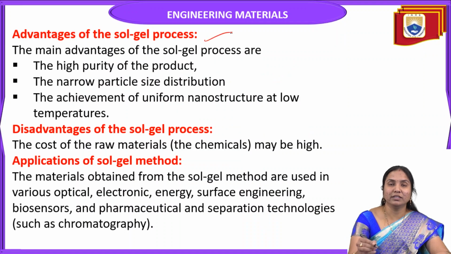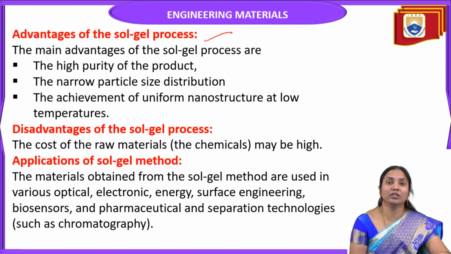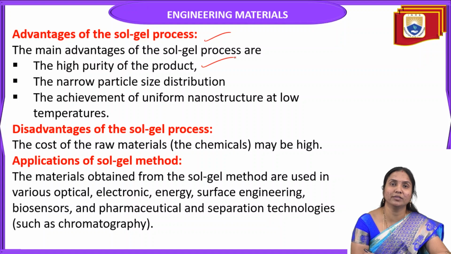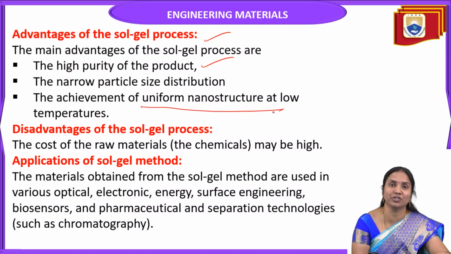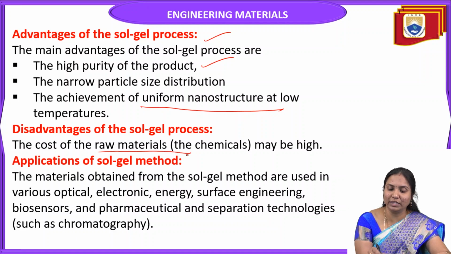So what are the advantages of the sol-gel process? The main advantages of the sol-gel process are high purity of the product, narrow particle size distribution, and the achievement of uniform nanostructure at low temperature. But what are the disadvantages of the sol-gel process? The cost of raw materials, that means the chemicals used for the preparation of these nanomaterials, may be high.